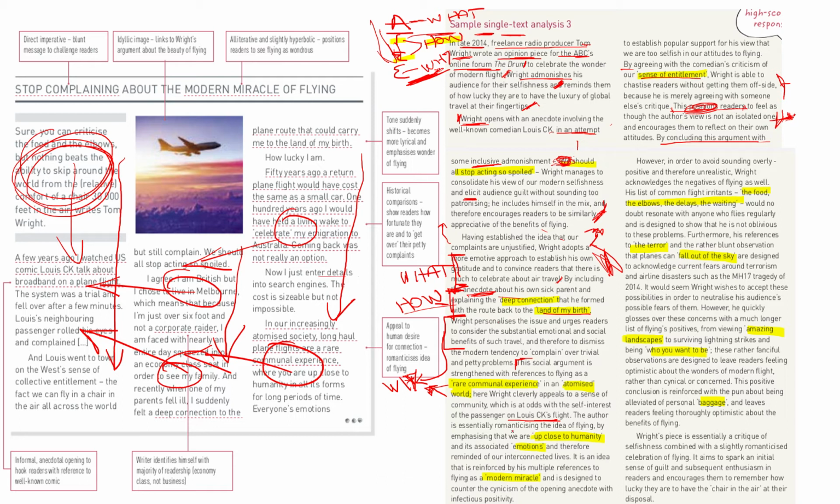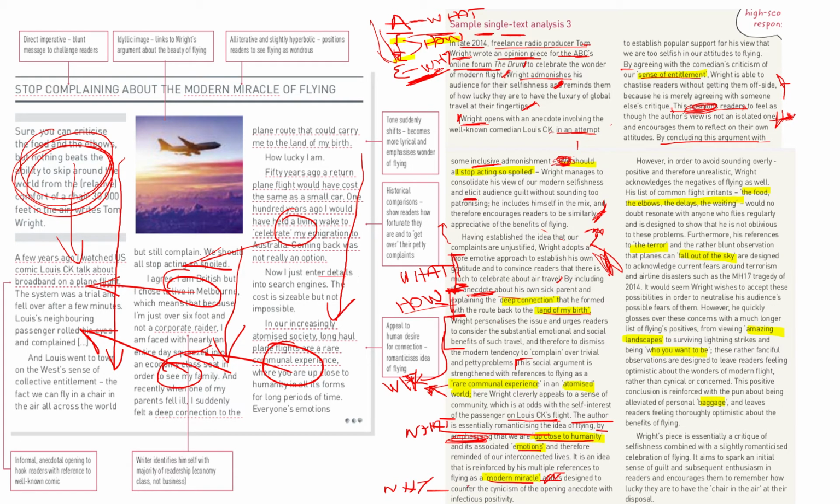The author is essentially romanticizing the idea of flying by... so here, again, we're going back to the what. What is the author doing? They're romanticizing the idea of flying. How are they doing it? With techniques and examples. By emphasizing, is our technique, that we are, example, up close to humanity and its associated emotions, and therefore reminded of our interconnected lives. It is an idea that is reinforced by his multiple references to flying as, again, example, modern miracle, and is designed to counter, and this is why. So why is all this stuff included? Because it is designed to counter the cynicism of the opening anecdote with infectious positivity.